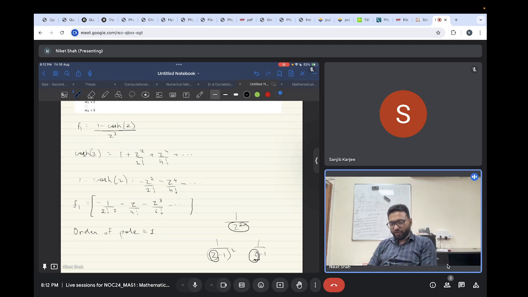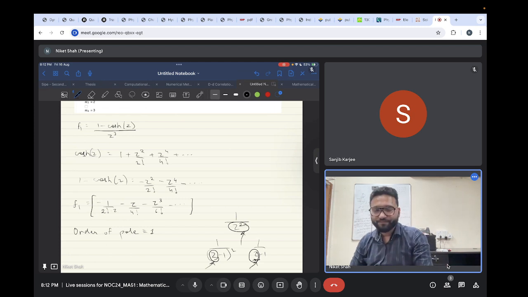And what is the order of the pole? So here the order of the pole is 2 because it's Z square. Here the order of the pole is 2 again. Here the order of the pole is just 1 because it's just 1 upon Z minus 1.